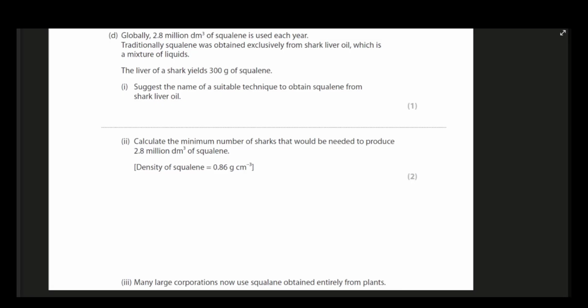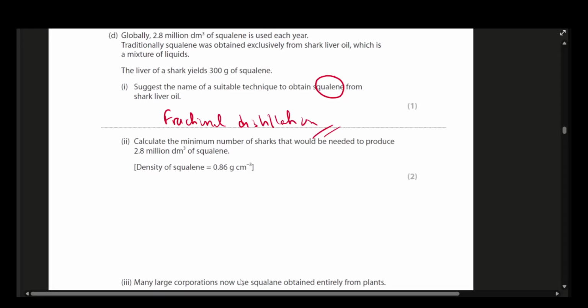Okay, in order to solve this, there are many ways. Basically, you want to obtain squalene from a larger hydrocarbon chain mixture. So the only option would be fractional distillation. By fractional distillation, you can obtain squalene from the shark liver oil. Now calculate the minimum number of sharks.